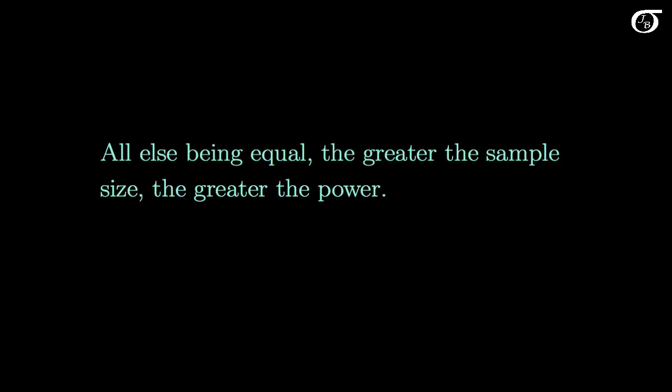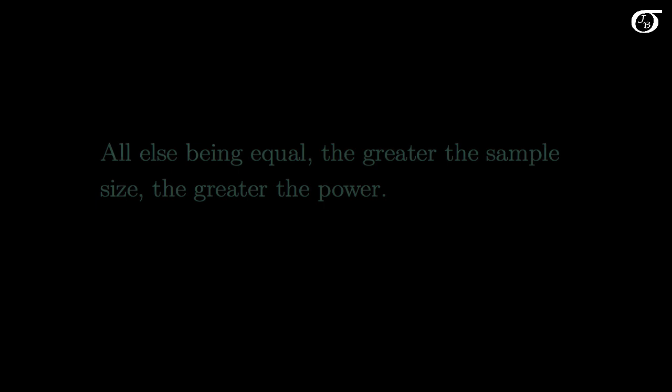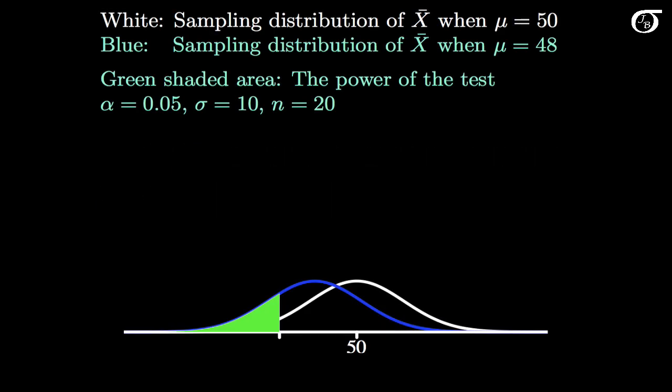All else being equal, the greater the sample size, the greater the power. The greater the sample size, the more information we have, and the easier it's going to be to detect a difference from the hypothesized value. Let's see what that looks like visually. The white curve is the sampling distribution of x bar when the null hypothesis is true, and the blue curve is the sampling distribution of x bar when mu is actually 48.